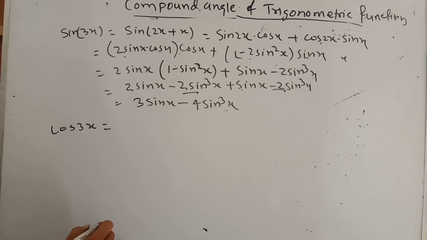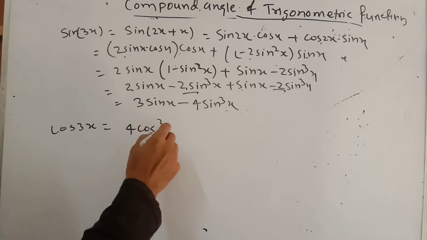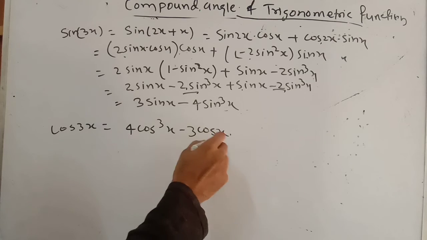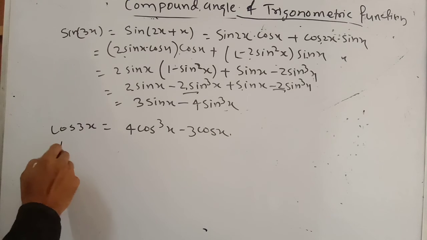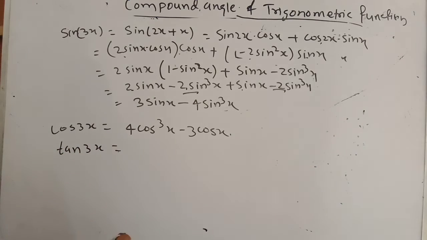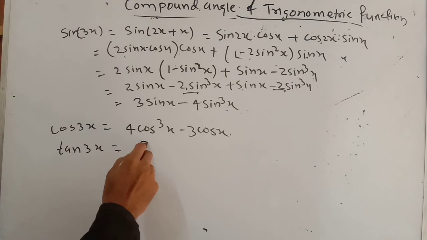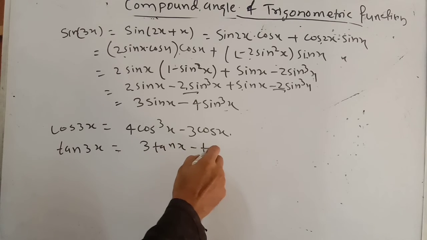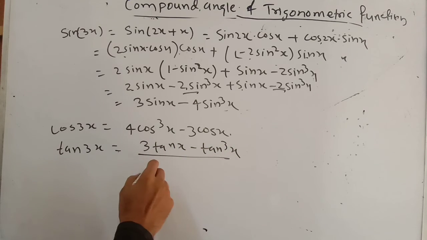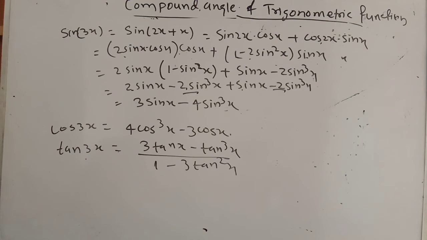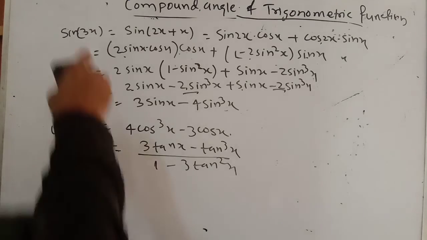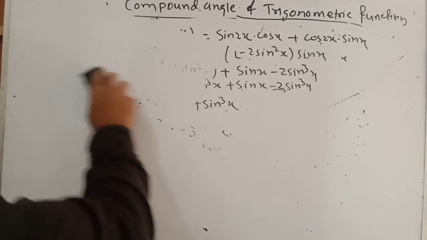Cos 3x similarly you can find, and it will become 4 cos cube x minus 3 cos x. So you can prove at home. Okay. So you can also write tan 3x. You can prove it. It will become 3 tan x minus tan cube x by 1 minus 3 tan square x. Okay, tan 3x is sin 3x by cos 3x, and with the use of this one you can also find tan 3x. Okay, so the one important question I am going to discuss.